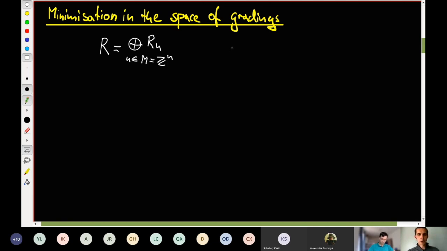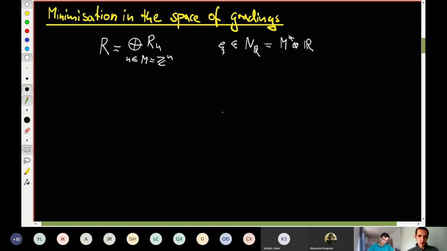And now the choice of my Z grading gets replaced by choosing psi in a vector space called N_R, and this is just the vector space which corresponds to the dual lattice of M. So the M was the lattice where my grading comes from. So I'm looking for the real vector space associated to the dual lattice.